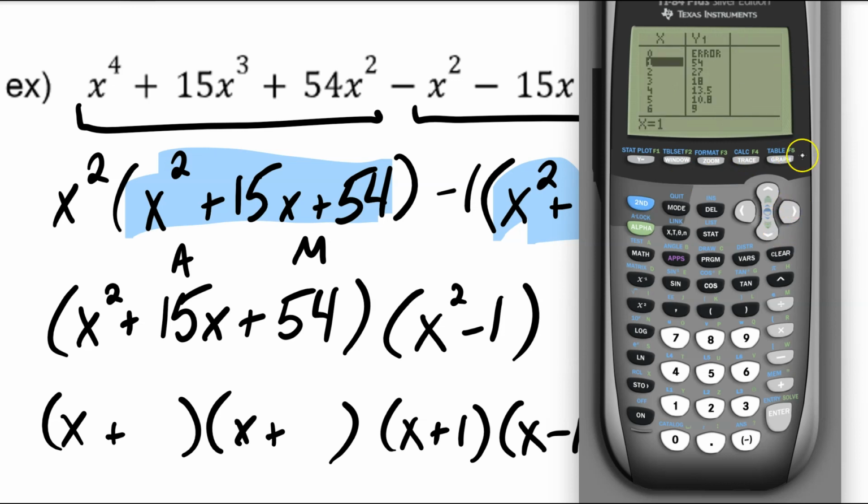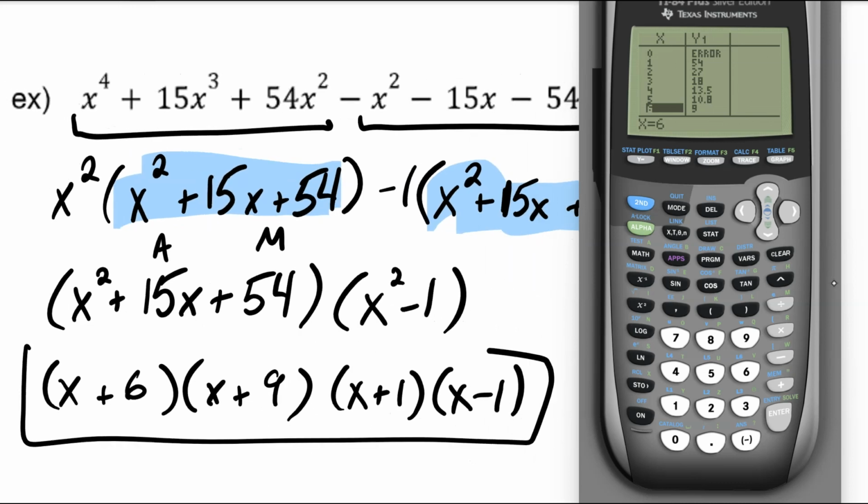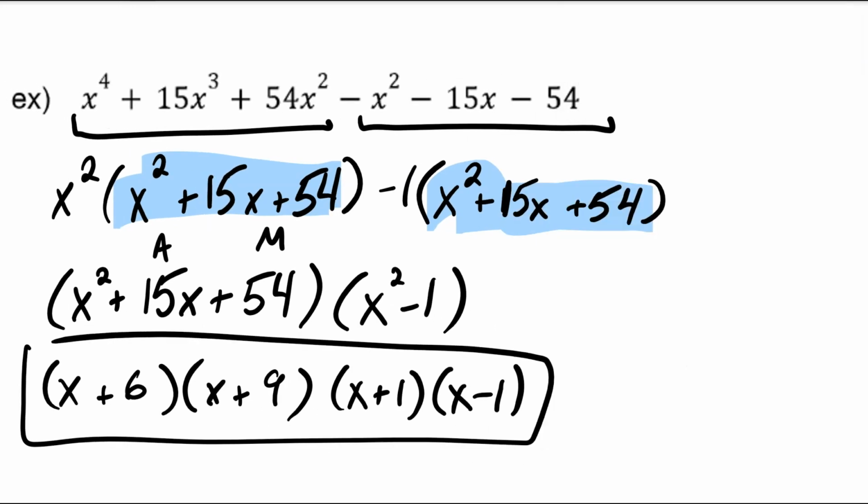And these are all of the pairs of numbers that multiply to 54. 1 and 54, 2 and 27, 3 and 18, 4 and 13.5, and so on and so forth. The winning pair for me is 6 and 9, because if I add those together, I get 15. So in a pinch, if you can't find the factors, you could always use your calculator to help you there.